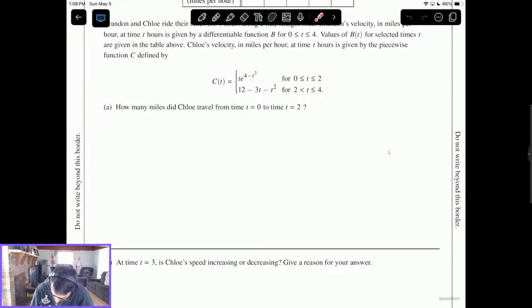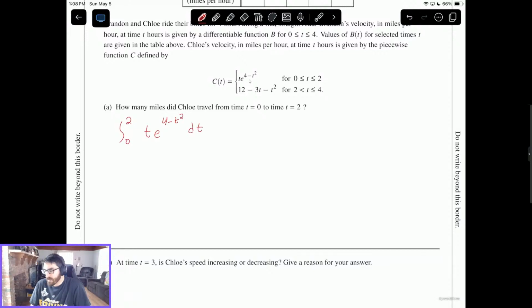So my job here is to integrate from 0 to 2. Now, this is a piecewise function, and it's defined in two separate pieces. The piece that I want is the piece from 0 to 2, so I'm not going to use the quadratic. I'm going to use the exponential function. So I need to integrate t e^(4 minus t squared) dt.